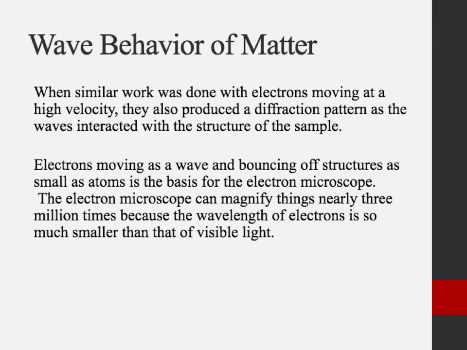So all of this information is leading up to our discussion on quantum mechanics. When similar work was done with electrons moving at a high velocity, they also produced a diffraction pattern as the waves interacted with the structure of the sample. Electrons moving as a wave and bouncing off structures as small as atoms is the basis for the electron microscope. The electron microscope can magnify things nearly 3 million times because the wavelength of electrons is so much smaller than that of visible light, which to me is just absolutely amazing that we can do that.